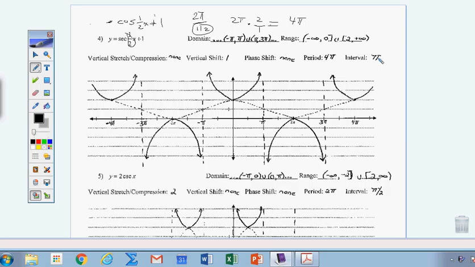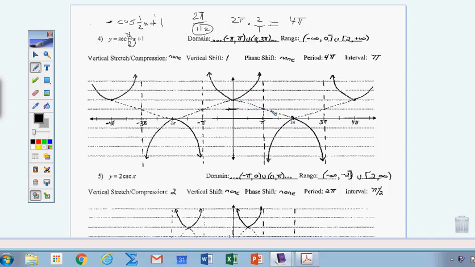Now, my cosine graph normally starts at 0, 1, but now it's saying that I need to bump up the entire graph by 1. So now it's here. And my new midline, instead of the x-axis, is going to be right here. With cosine, I know that this is the peak right here. So I need to go over an interval, which would be pi, and then down 1. Over an interval and down 1. And now I'm at my bottom.